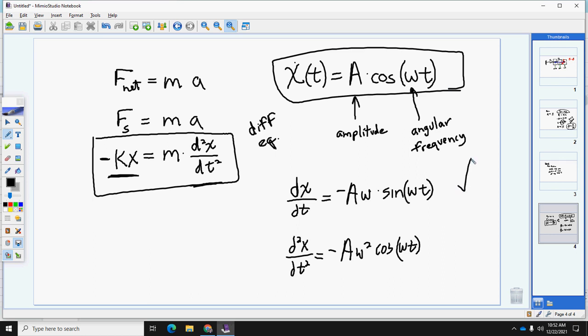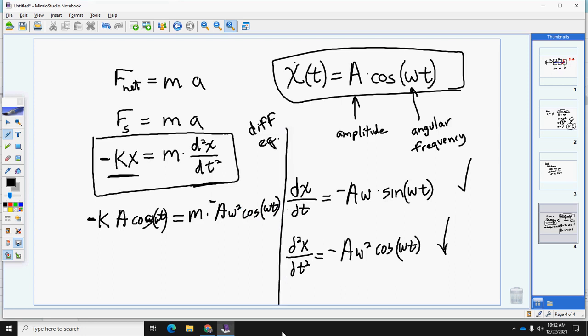Well, if you take the derivative, and then you take the second derivative, and then you come back over here and you substitute those in, you'll have negative k times x, a cosine omega t, equals m times the second derivative, which down here is negative a omega squared cosine omega t. The good news is we see, look, there is cosine here and cosine there. There's a good chance they are going to be equal to each other.